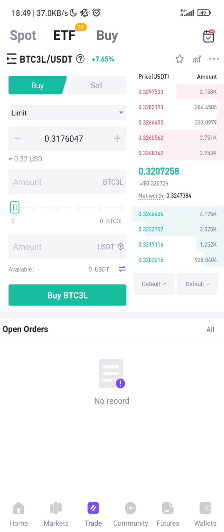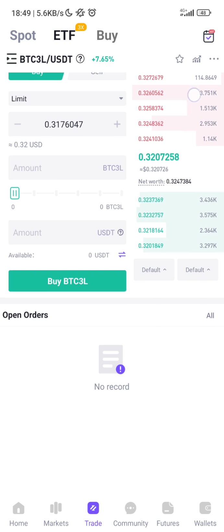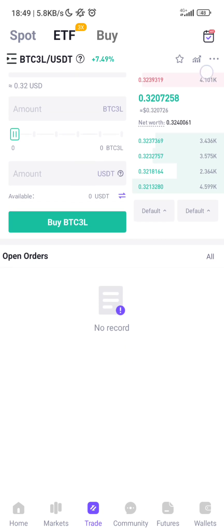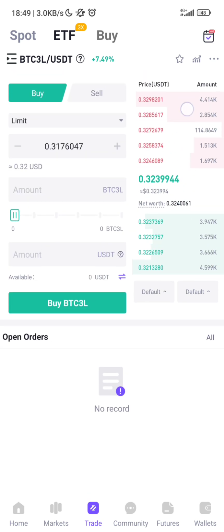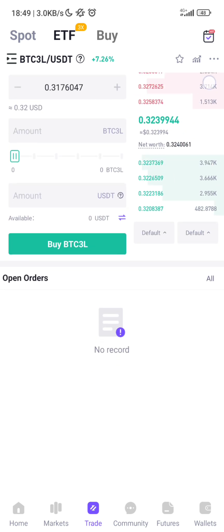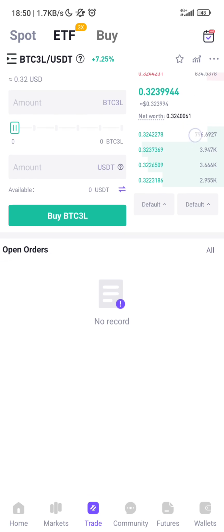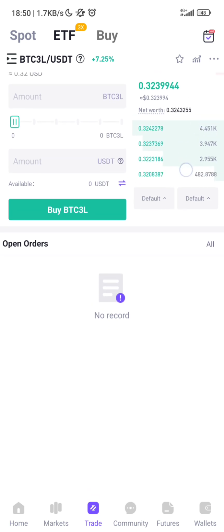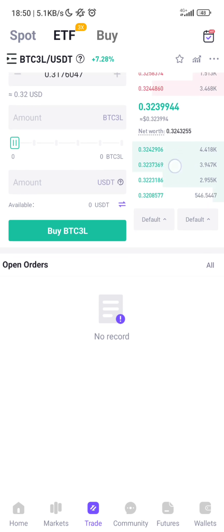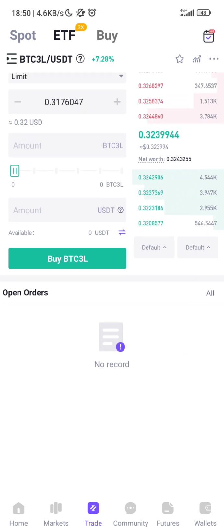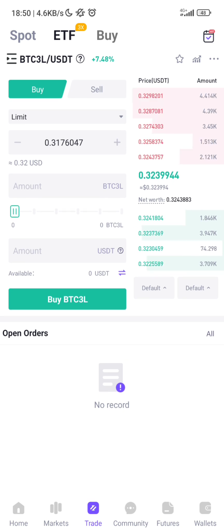okay, let me quickly explain something concerning this trade. Now this red part shows you people that are selling, the price people are selling at, while the green part shows you the prices people are buying at.